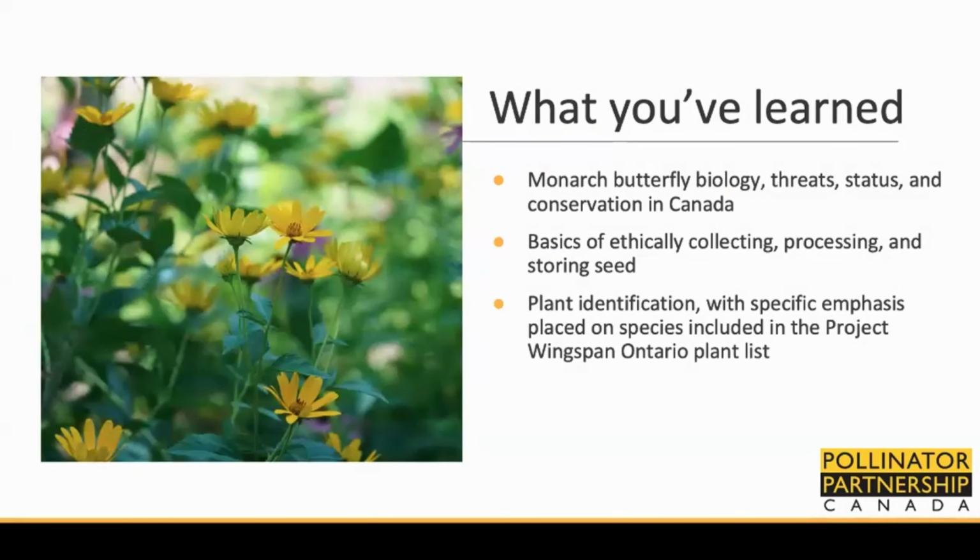So to kick off this last module, let's review what you've learned so far. First, you learned about monarchs, including their biology, threats that they face, their status, and conservation efforts in Canada. Next, you learned about the basics of ethically collecting, processing, and storing seed. And finally, you learned about plant identification, with specific emphasis placed on species included in the Project Wingspan Ontario plant list.